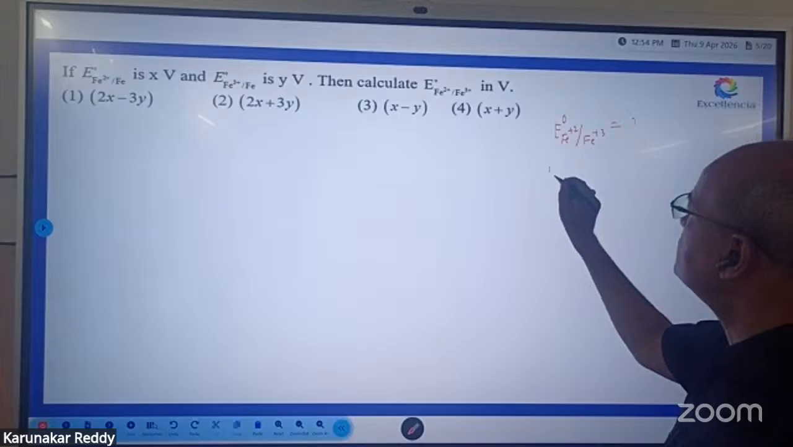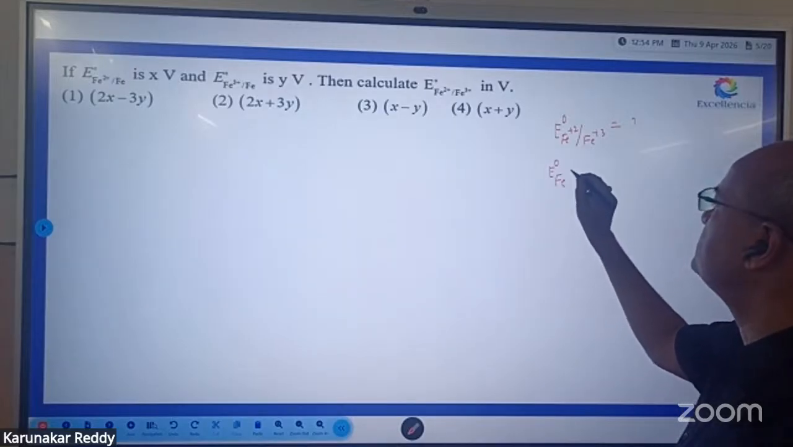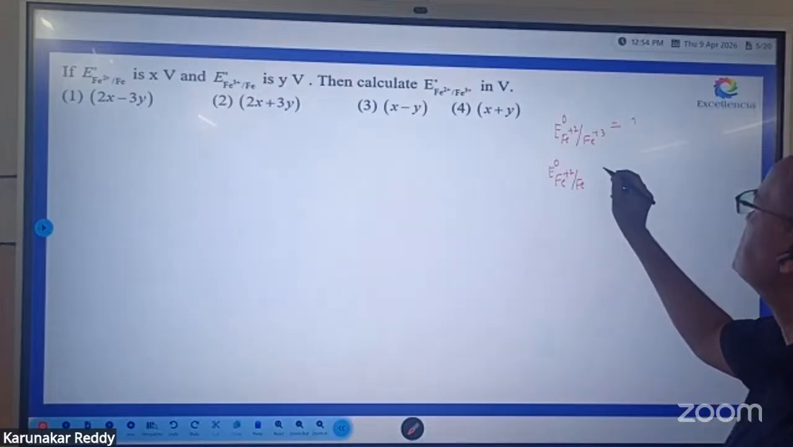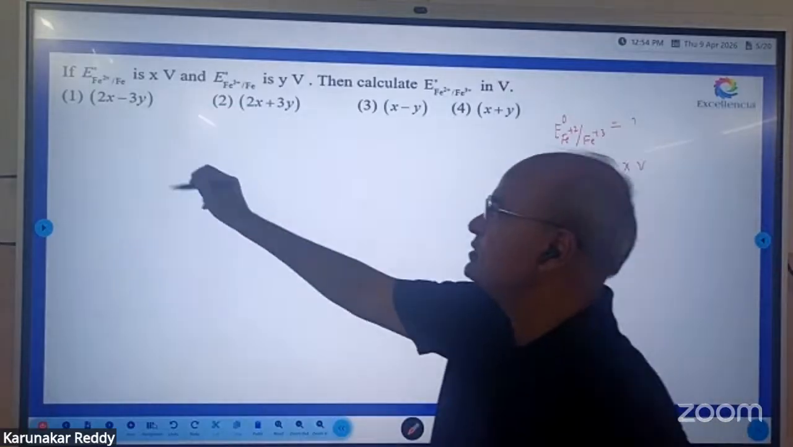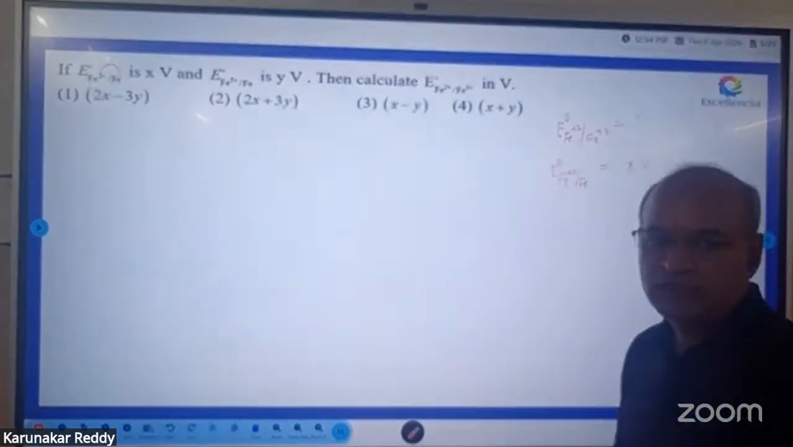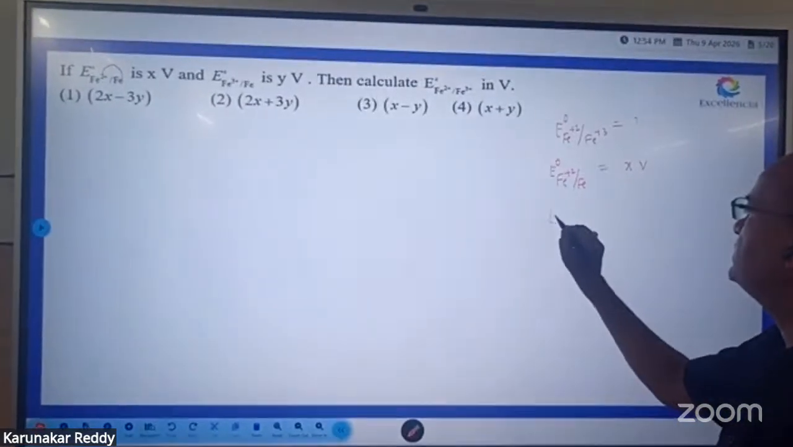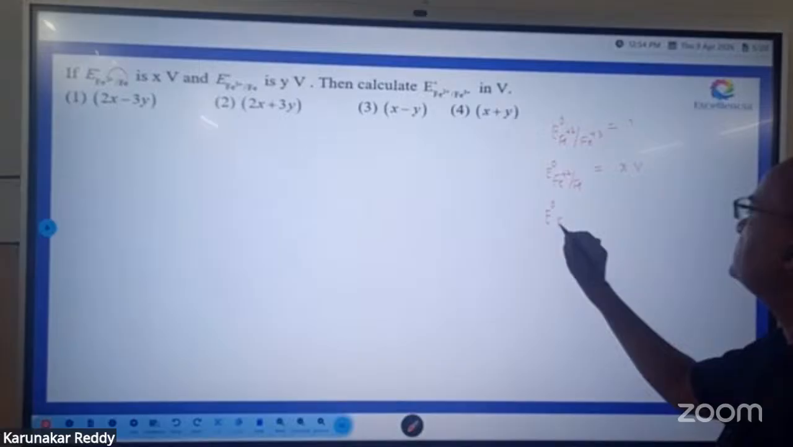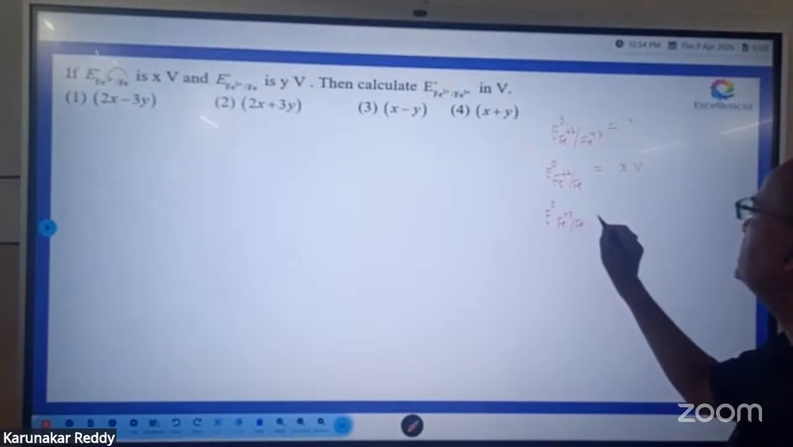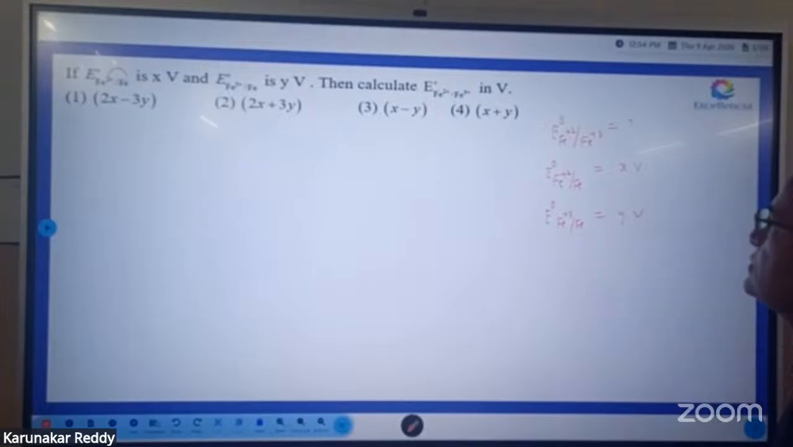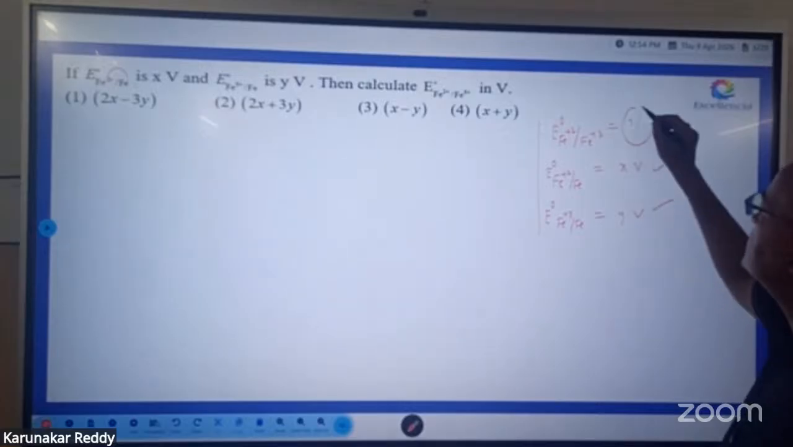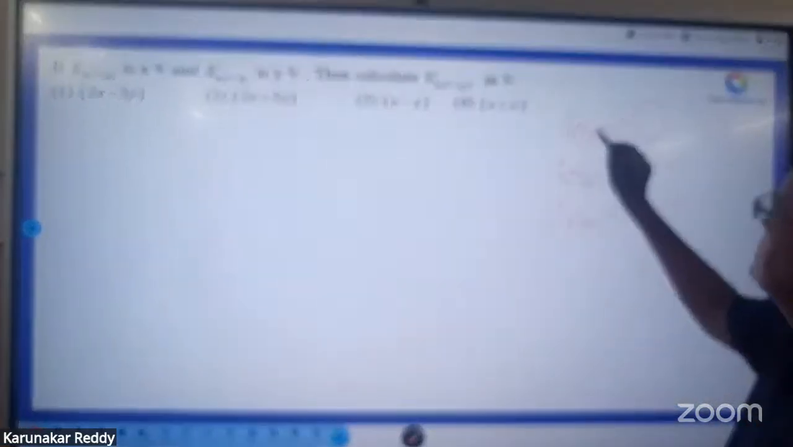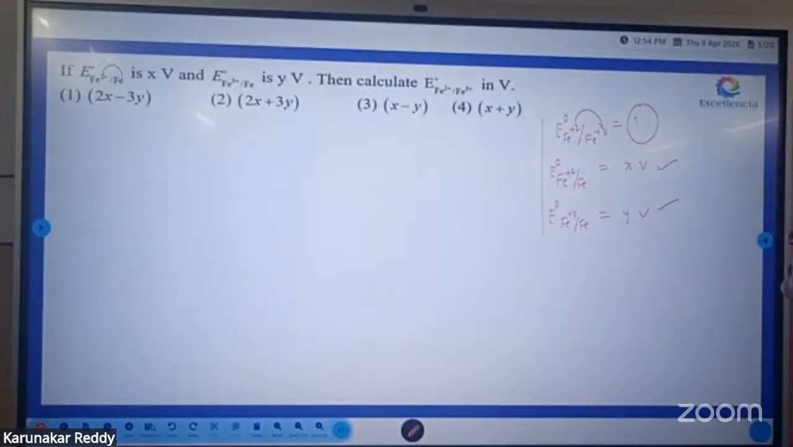But they gave us the standard electrode potential of Fe plus 2 to Fe as X volts. Of course, they are reduction potentials. We can see this: plus 2 to 0 is a decrease of oxidation state, so it is a standard reduction potential. Here, the standard reduction potential of Fe plus 3 to Fe, they gave us as Y volts. Now, using this data, we have to calculate the electrode potential of Fe plus 2 to plus 3. But it is not a reduction potential, it is an oxidation potential.